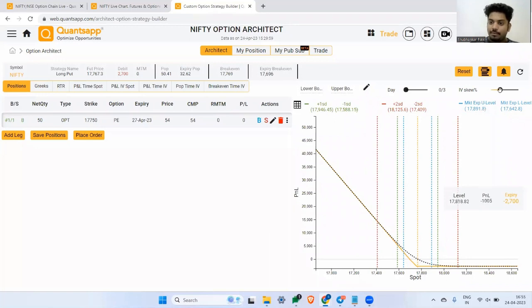So I'm asking the app, what will be the impact if the IV goes up by 20%? Now at the same level, I am making a profit of 782 rupees.